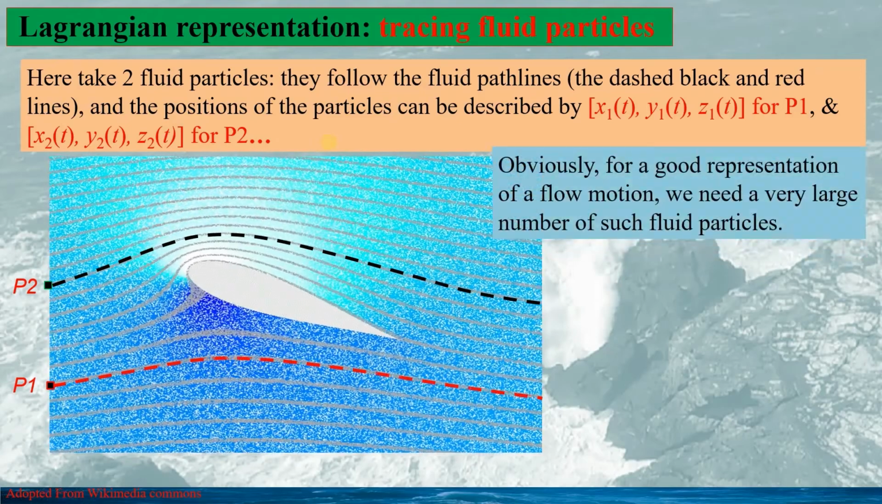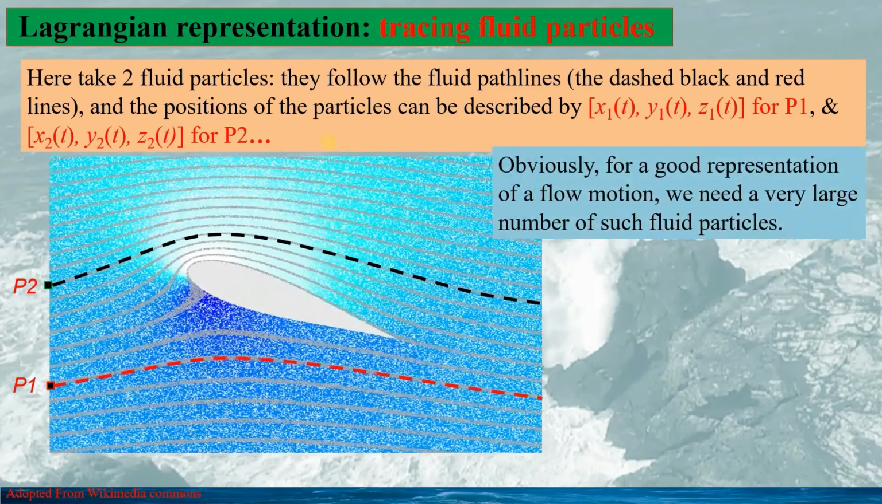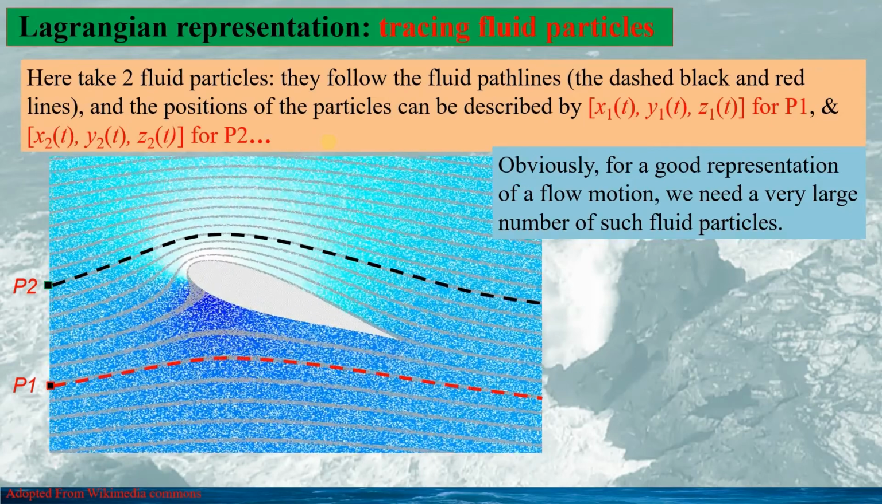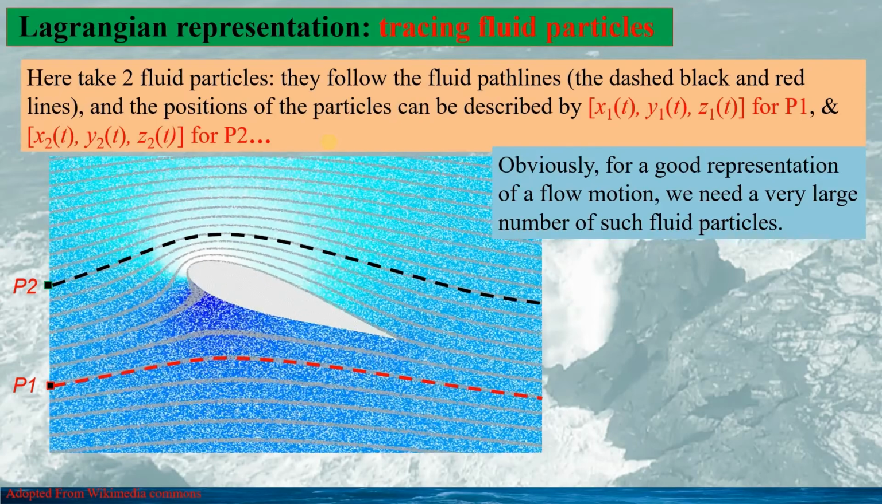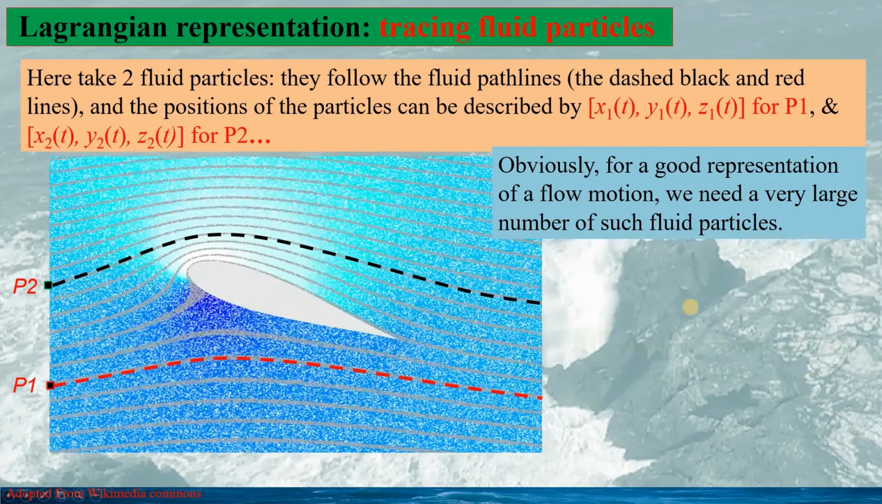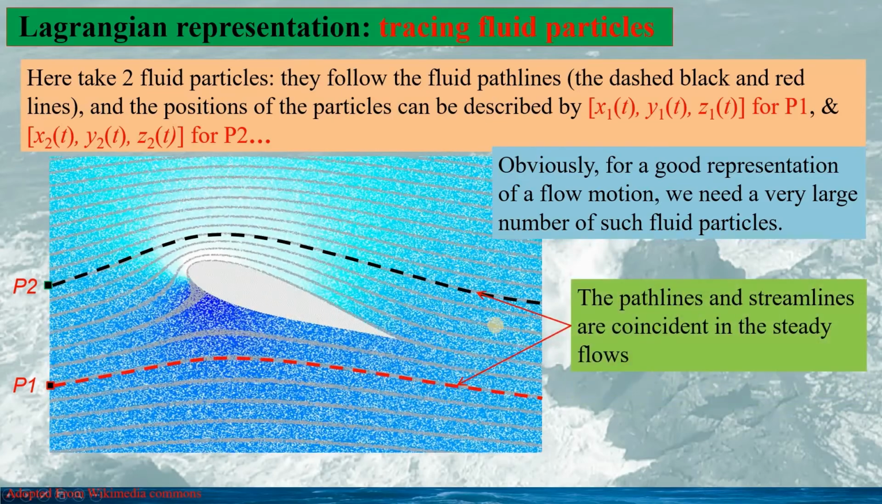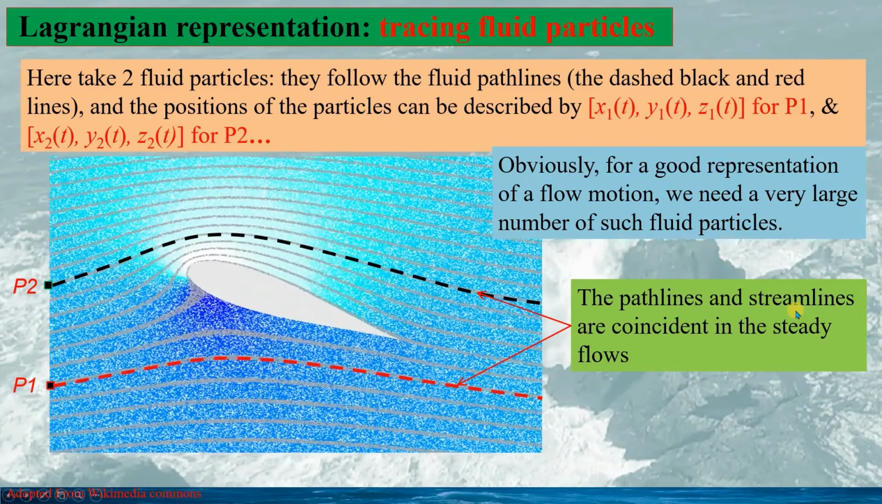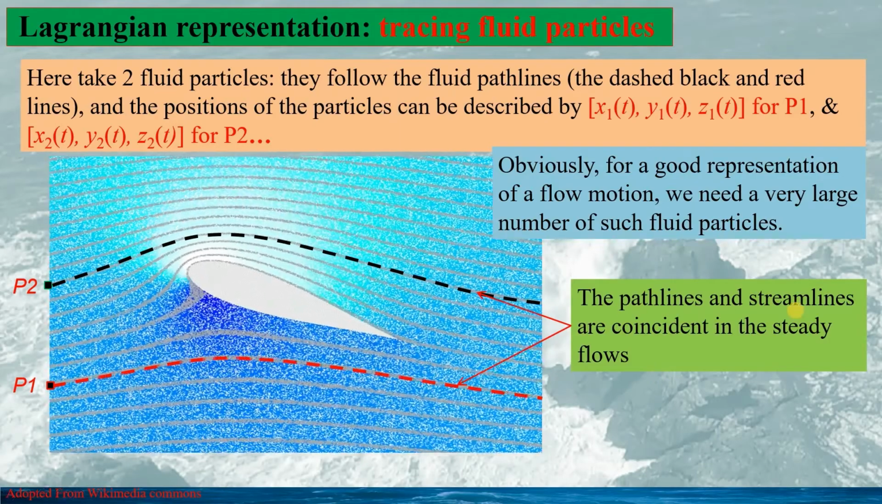Obviously, if we want a good, meaningful representation of fluid motion, we need a very large number of such fluid particles. Here we can see that for the steady flow, the path line and the streamline are coincident.